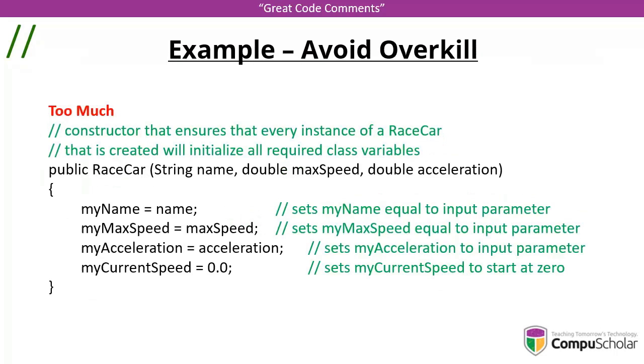So this is an example constructor function where a race car object is being initialized, and the student has written a 2-line comment here to describe what the constructor is doing, and then comments again on every line just to restate the obvious that we're taking these input parameters and initializing the class member variables. So really this is overkill. It doesn't really add a lot of value to what's going on. So how can we do this better?